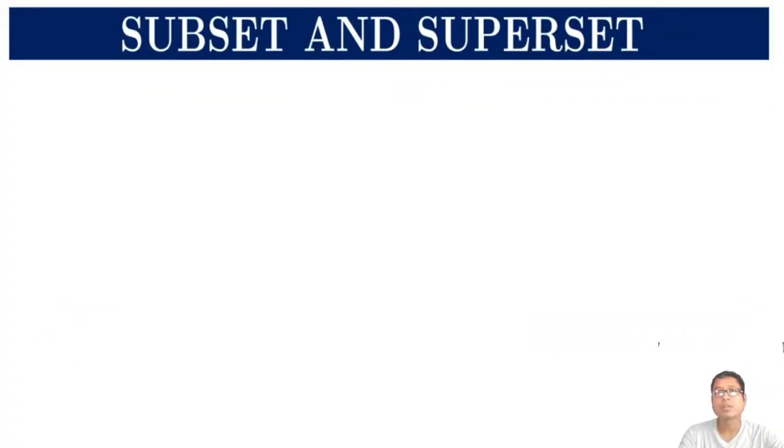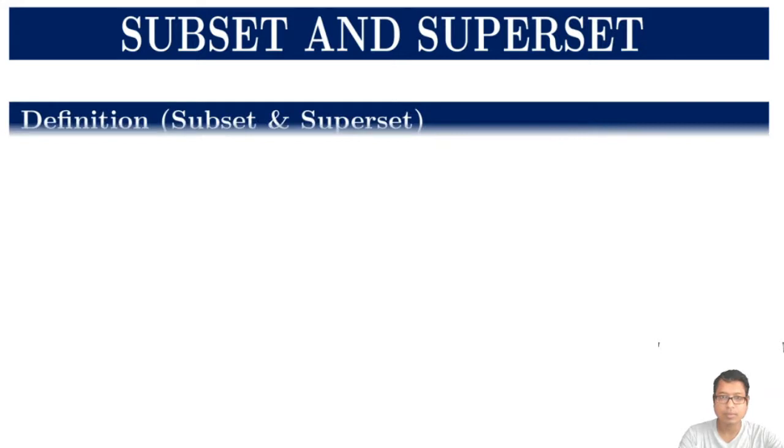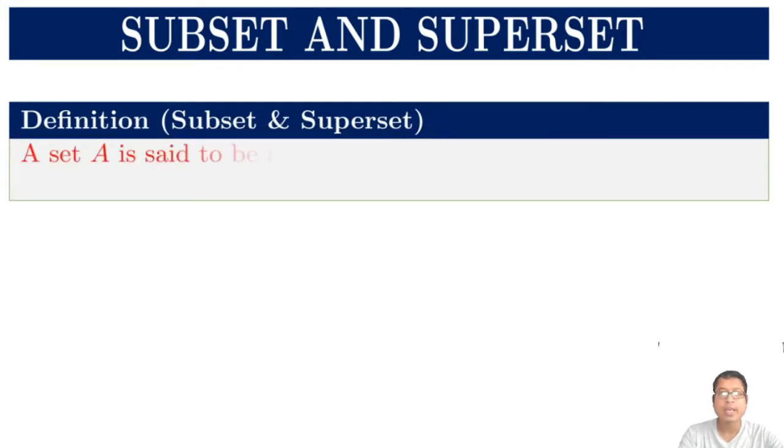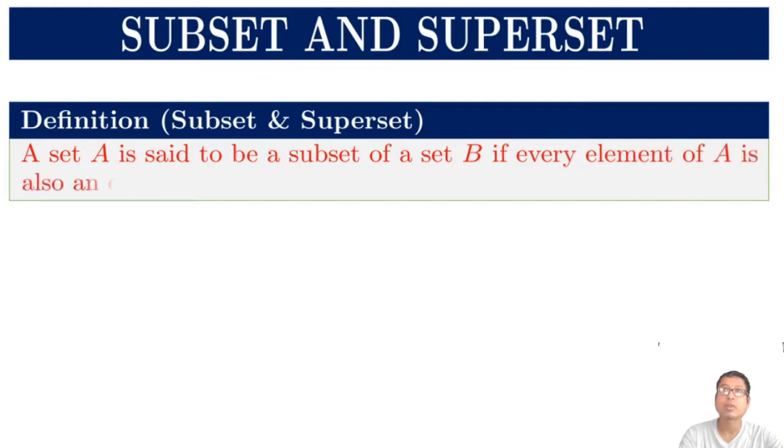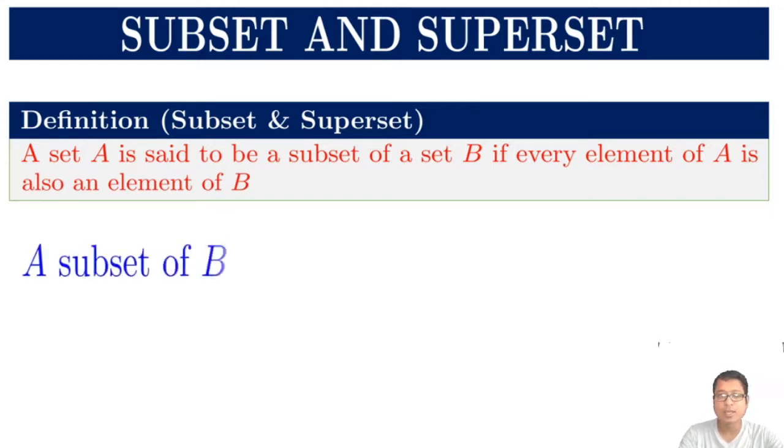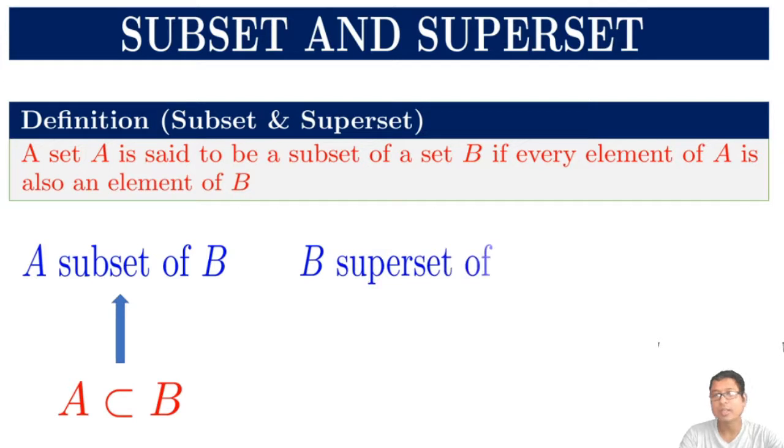Okay, let me talk about subset and superset. A set A is said to be a subset of a set B if every element of A is also an element of B. If A is a subset of B, there is a symbol we use to represent it. Now when A is a subset of B, then we say B is a superset of A, and there is a symbol used to represent B superset of A.